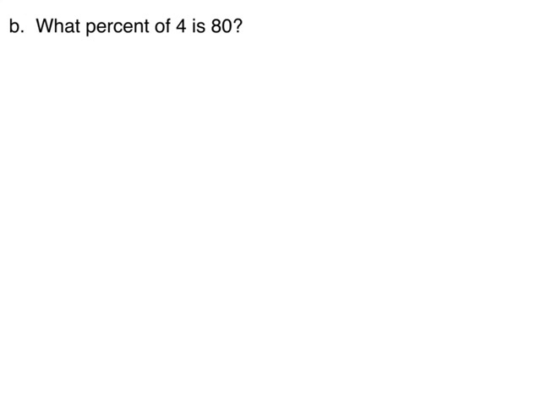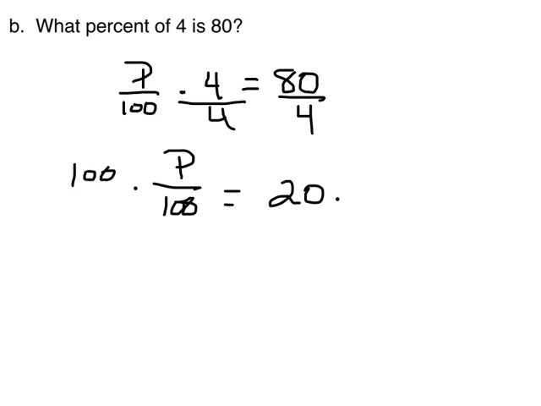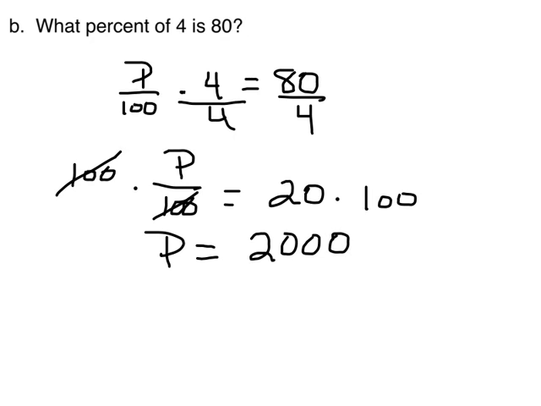Okay, now this one is one of the ones where I want you to continue to use P over 100 times 4 equals 80. We're going to divide by 4 on both sides and say P over 100 equals 20, and then we're still going to have to multiply by 100. P is equal to 2,000. So 80 is 2,000% of 4. It's way, way, way, way, way, way bigger than 4, in other words.